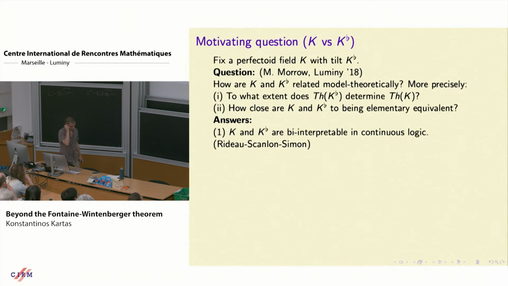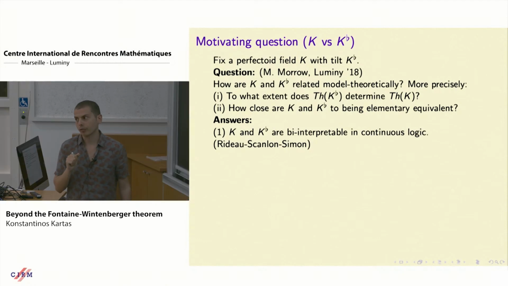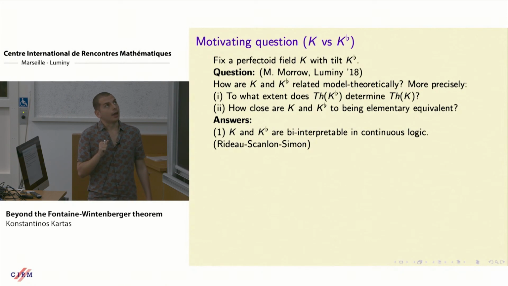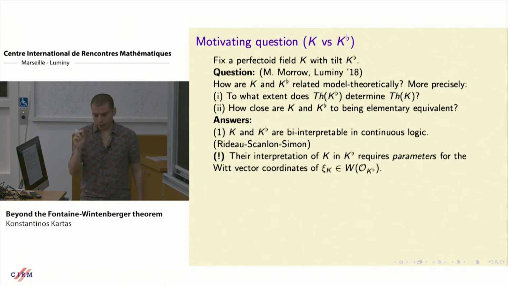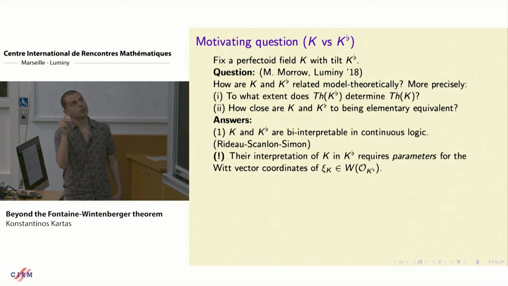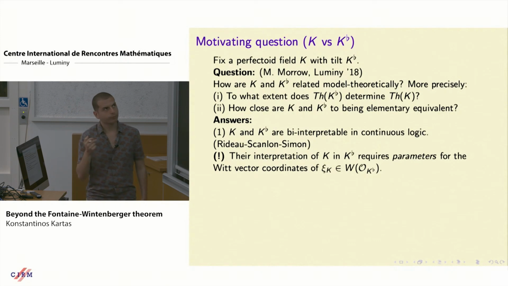So the first very formative observation, which is still unpublished, was made by Rideau, Scanlon, and Simon. They observed that K and K flat are bi-interpretable in a certain logical framework. But the way I stated the result hides an important fact, namely that the interpretation of K and K flat requires parameters for the Witt vector coordinates of some element there.